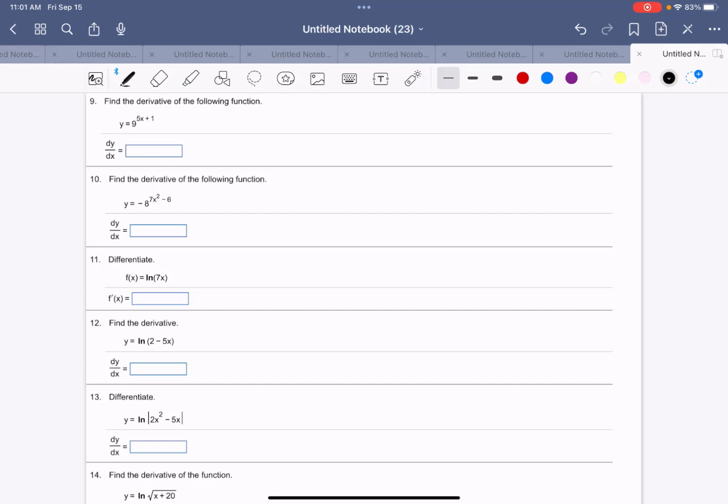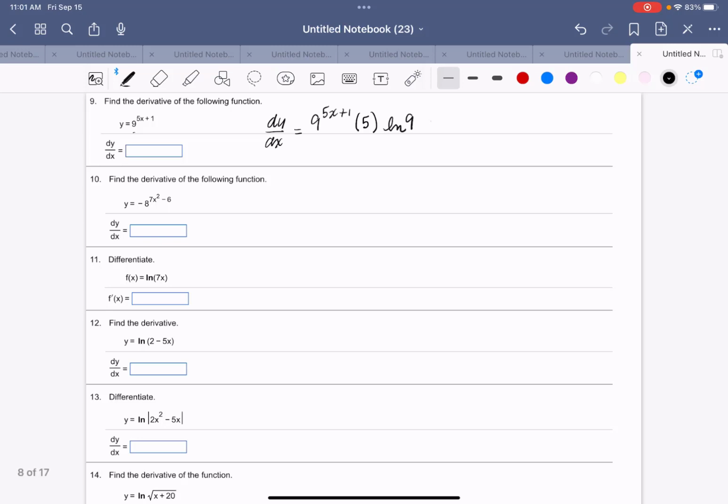Example number 9. Find the derivative of the following function. y equals 9 to the 5x plus 1. So here we have a non-e base to a power that we can take the derivative of. So we'll need the a to the x rule and we'll need the chain rule. So dy/dx for this will be the original in its entirety, 9 to the 5x plus 1, times the derivative of the exponent, which is 5, and then the natural log of the base, which is 9.